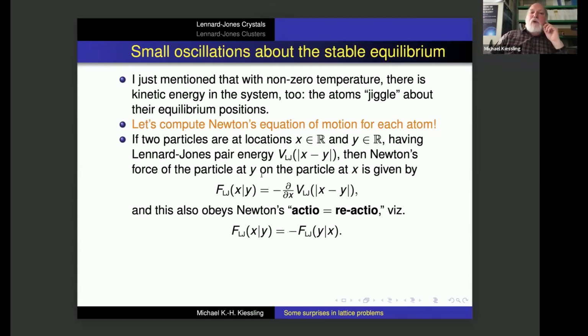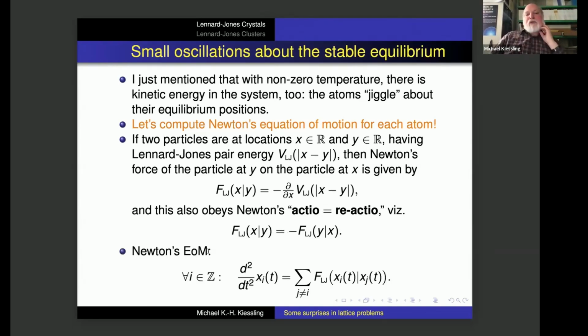Then the Newtonian force, that's what you learn in high school, of the particle at Y on the particle at X is the negative X gradient of the Lennard-Jones potential written in this form. And it obeys Newton's principle that actio equals reactio, meaning that the force on the particle at X from the particle at Y is the negative of the force on the particle at Y from the particle at X. So that's this formula.